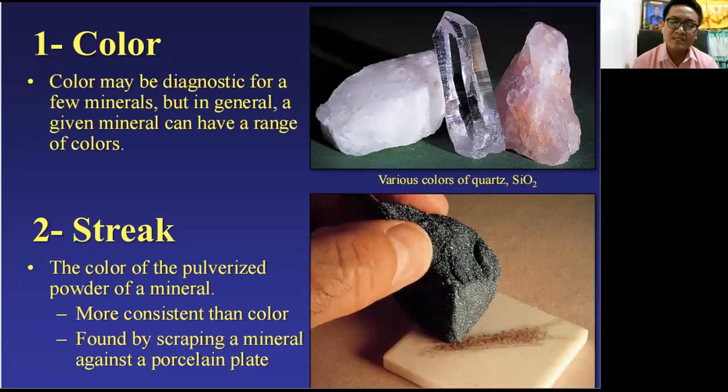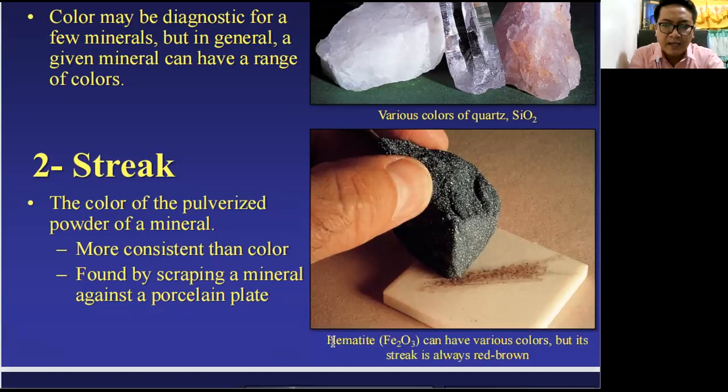Another property of minerals is the streak, the color of the pulverized powder of a mineral. More consistent than color, found by scraping a mineral against a porcelain plate. Makikita natin yung mismong minerals na ito, for example, hematite. Yung color niya medyo black. Pero sabi dito, its streak is always red brown.